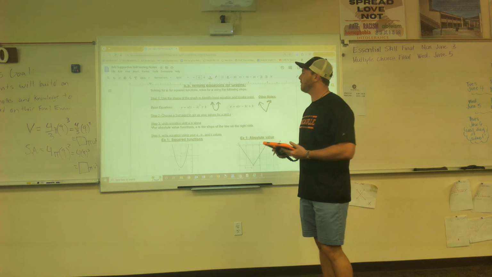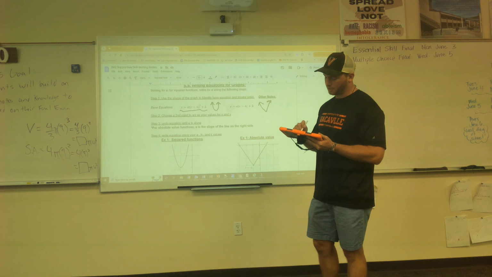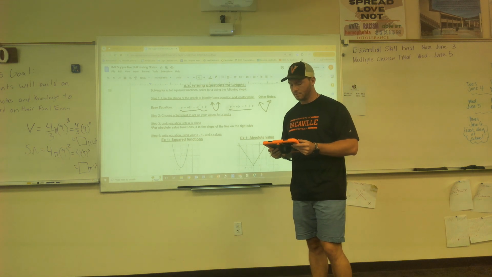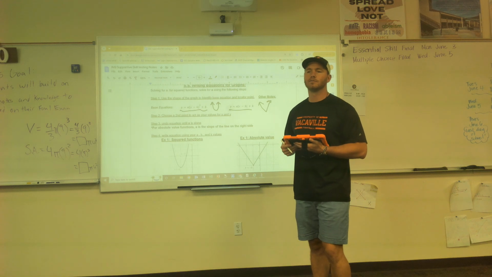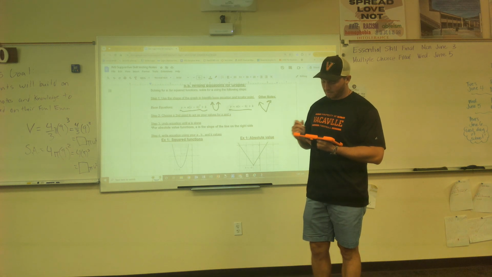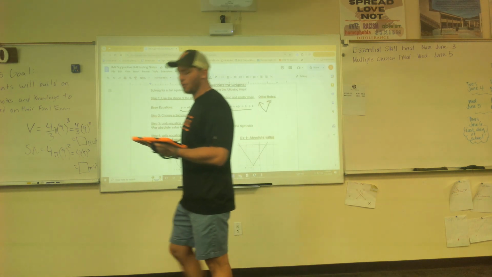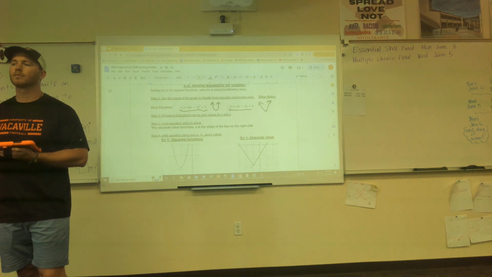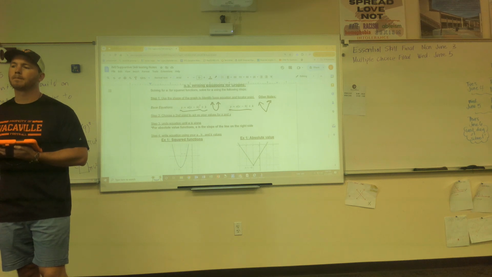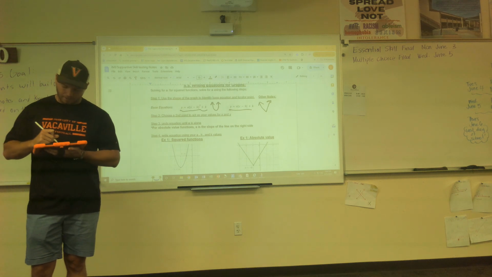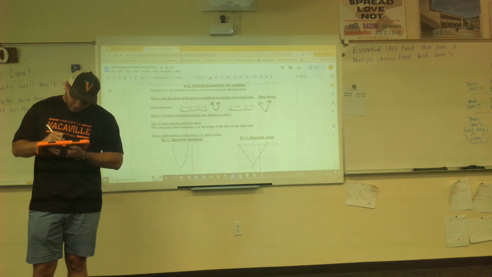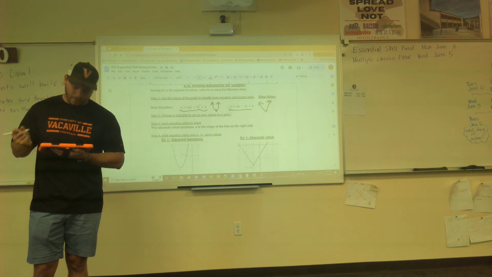Once you identify the shape, that gives you this base equation. From there, the locator point. Where do I find the locator point on the U? In the bottom, middle, right dab in the middle of this. That's where I'll find that.